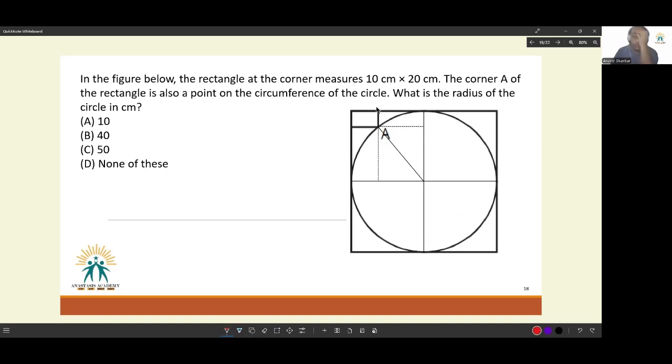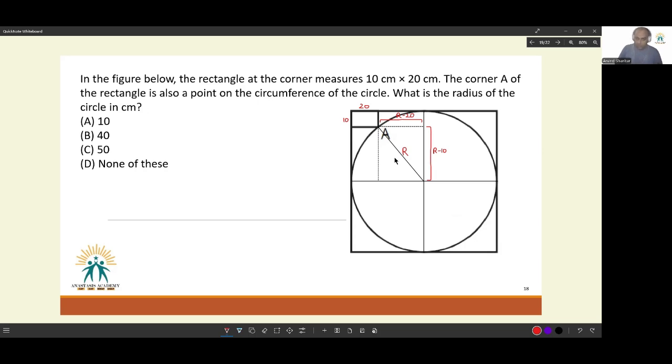Let's look at this. If this is 20 and this is 10, can I say this entire length is R. This entire length is R. So this will be R minus 10. Additionally, this length here will be R minus 20. This is R minus 20, this is R minus 10, and this is R. Now you can apply Pythagoras theorem and arrive at your answer.